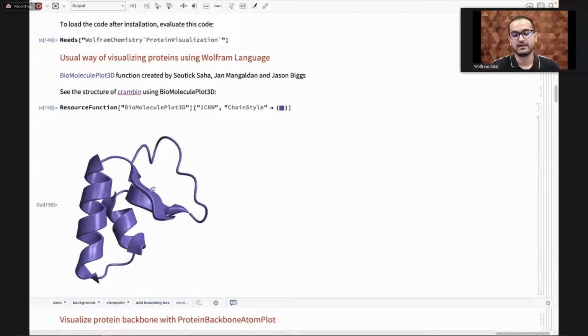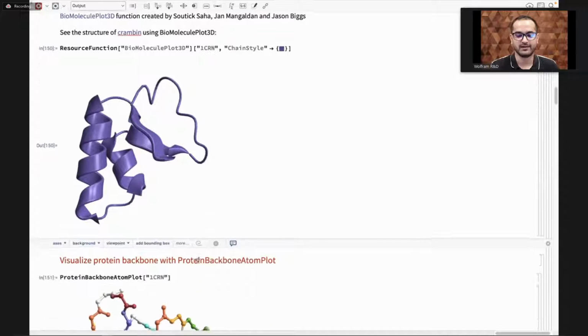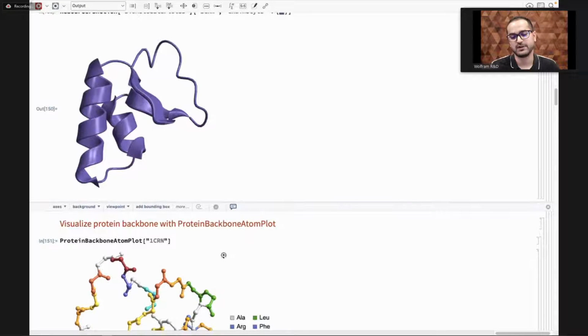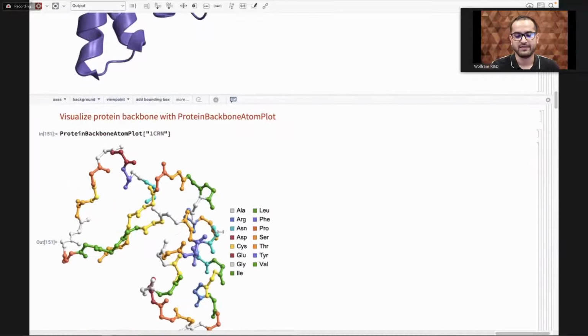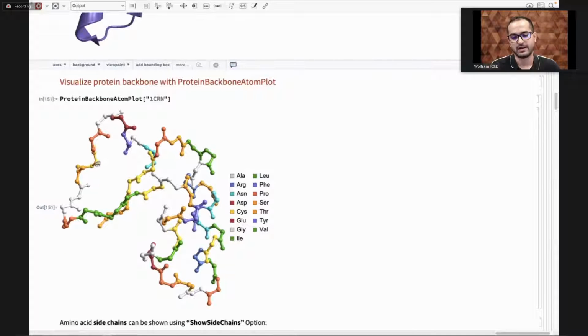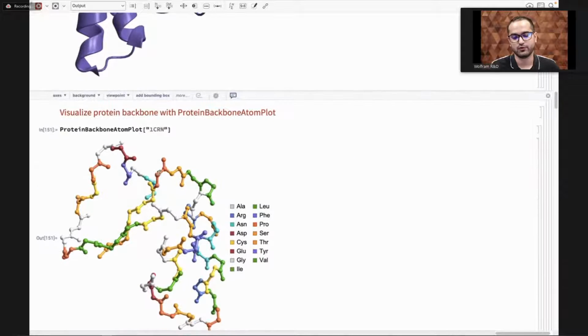It has a lot of advantages. You can clearly see how the helices and sheets are formed and so on, but it does have, I believe, one disadvantage: the molecular details of the protein are not necessarily shown here. You can't see the atoms and bonds that the protein has. To address this issue, I created the ProteinBackboneAtomPlot function as a part of the Packlet. This basically shows you the backbone atoms along with the bonds of a protein. This is the same protein.